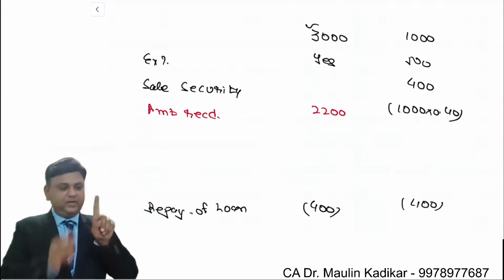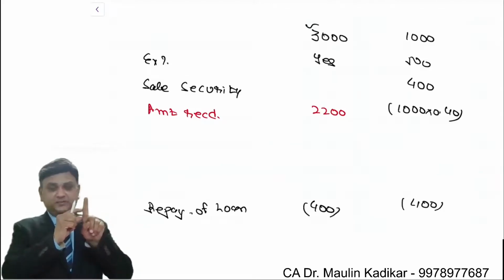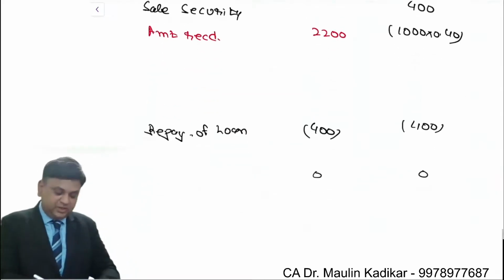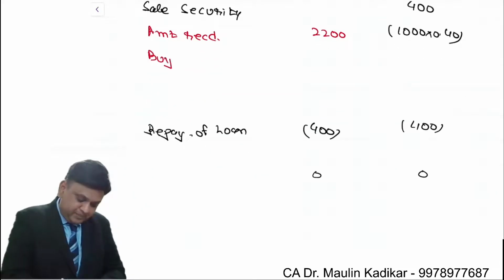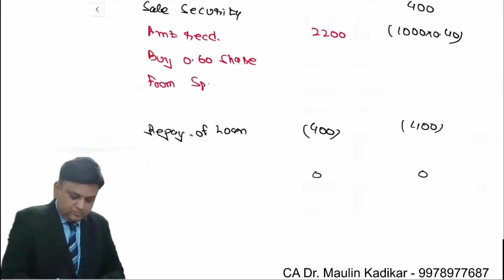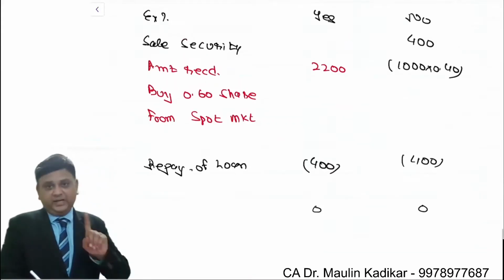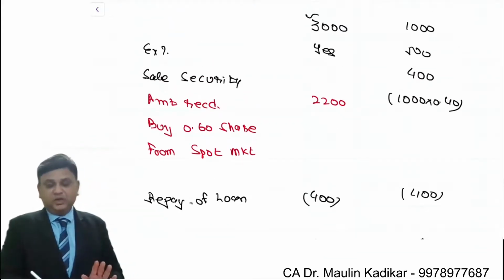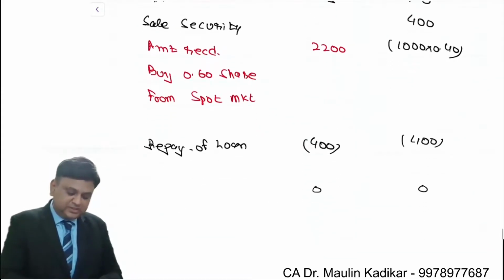I want 1 share. I already have a fraction of the share. Okay, I have purchased it. So in order to make it 1, I have to buy security 0.6 from the market. So buy 0.6 share from the spot market in order to make it 1, which I will give to the option holder. 3000 into 0.6, that comes to 1800.